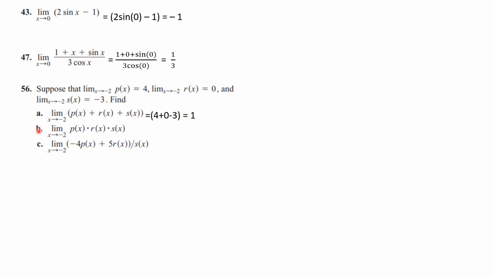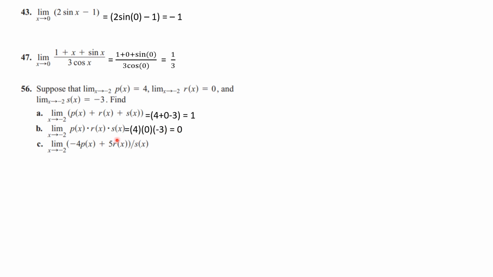B is looking for the limit as x approaches negative 2 of the product of the three functions. Also, the product rule states that the limit of the product of functions is the product of the limits of the functions. So all we gotta do is just multiply the limits of these three functions. The first function is 4, the second function is 0, the third function is negative 3. So the answer will be 4 multiplied by 0 multiplied by negative 3, which is equal to 0.